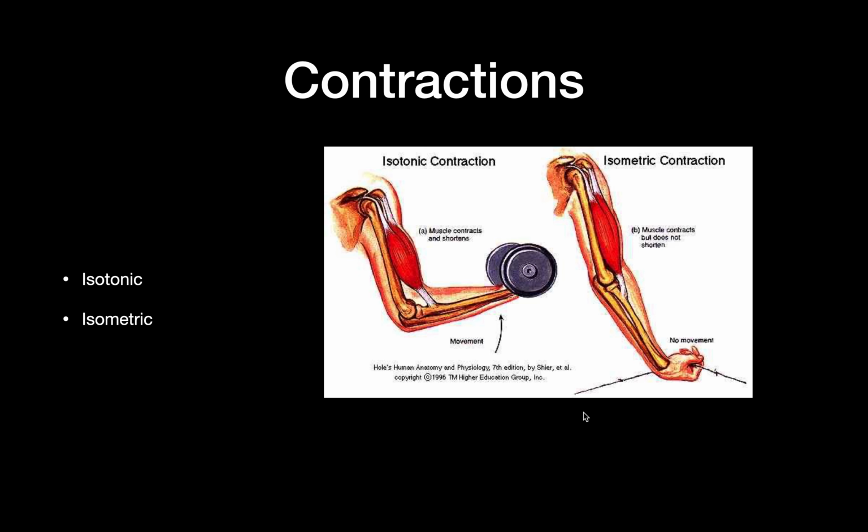There's two different kinds, isotonic and isometric. Isotonic is an active action. So when you contract, there is movement. Isometric is when contraction is produced, but the muscle itself does not shorten.